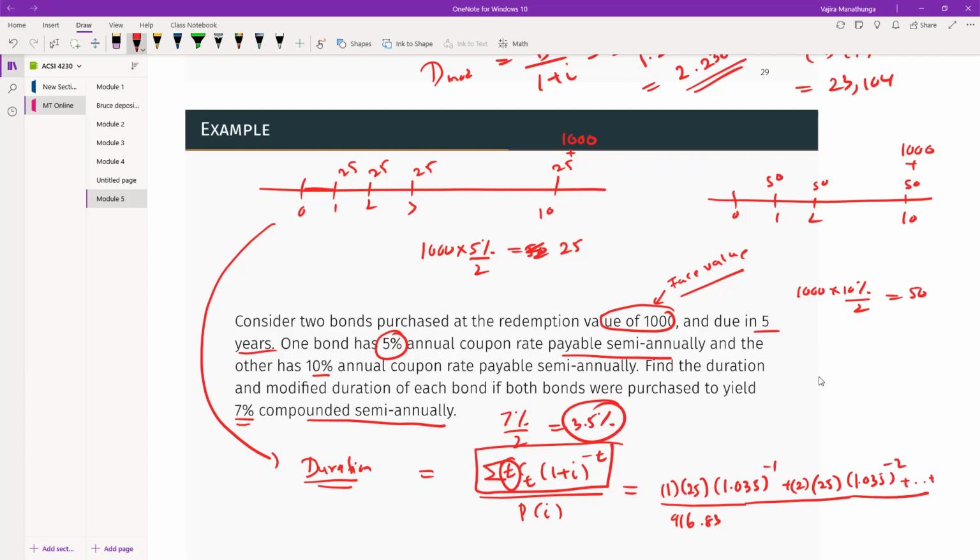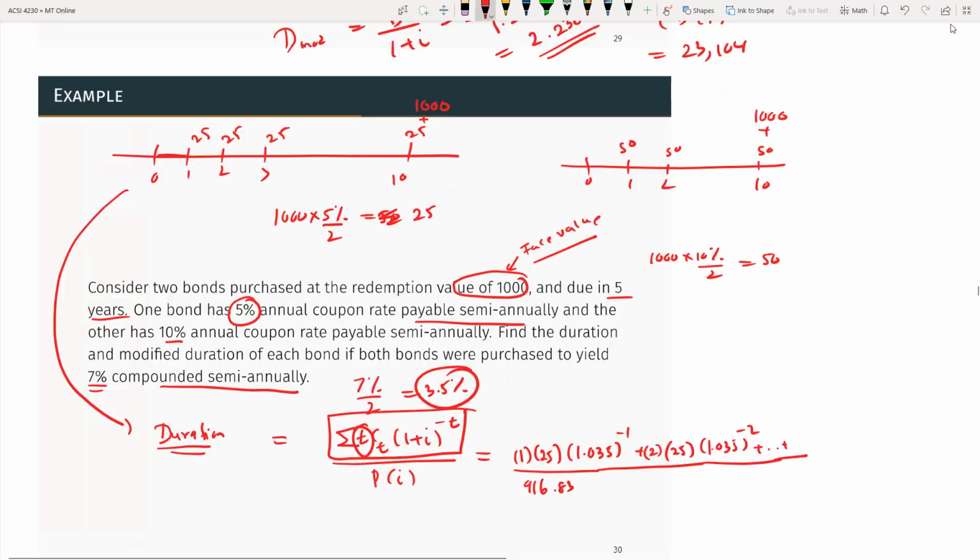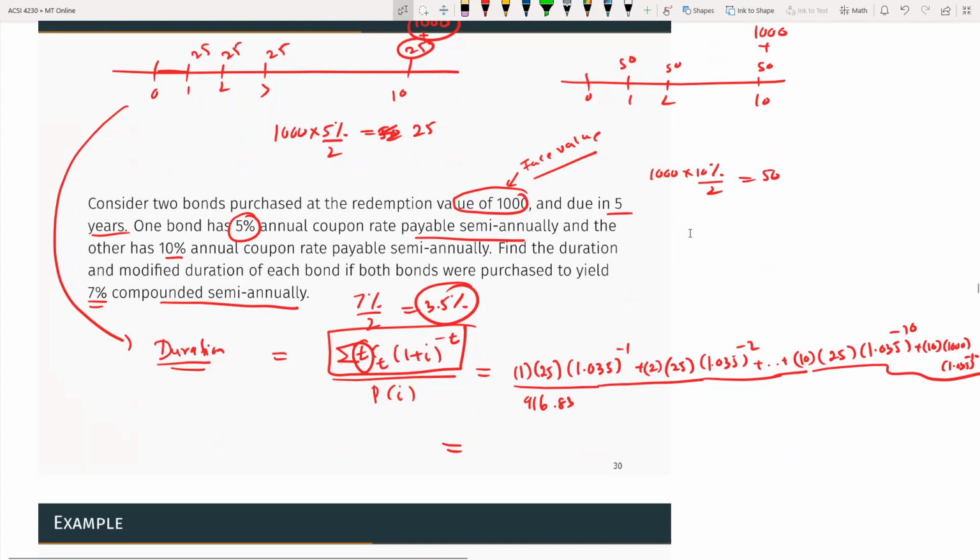The last one you have two components. Let me expand this. So the last one you have this 25 and also 1,000. So you have time 10, and then you have 25 times 1.035 to the negative 10, plus 10 times the redemption value 1,000 times 1.035 to the negative 10. So we can calculate the price there.